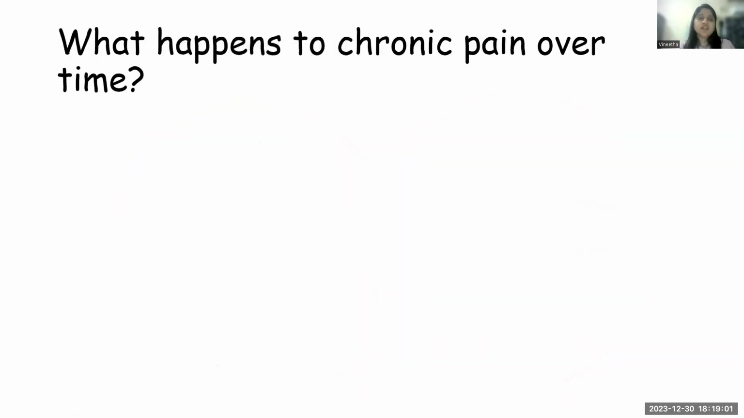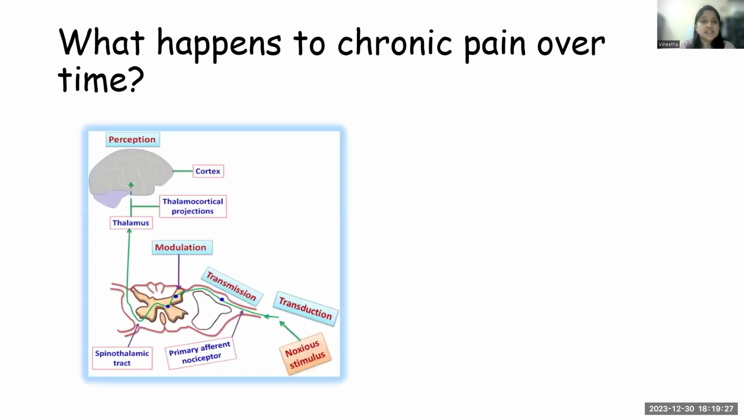Okay. The next thing is a little bit about the pain physiology. So what happens to chronic pain over time? Does it increase in intensity, the amplitude, or does it decrease, especially if it is left unattended or not adequately treated? The answer lies in the physiology of pain. We know that it starts from transduction, transmission, modulation, and perception.